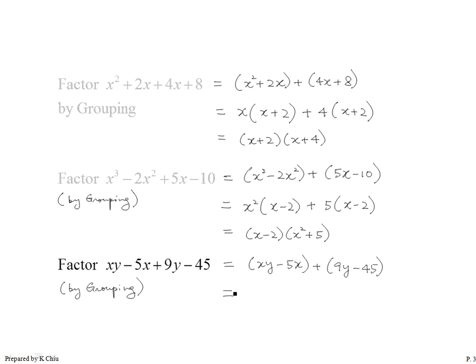And then in the first group, what do they have in common? X would be in common. So I factor out the x. I got x times y minus 5. Plus, from the second group, what do they have in common?